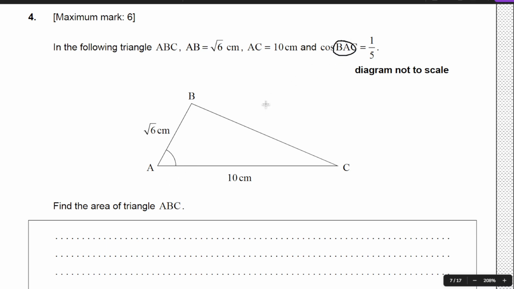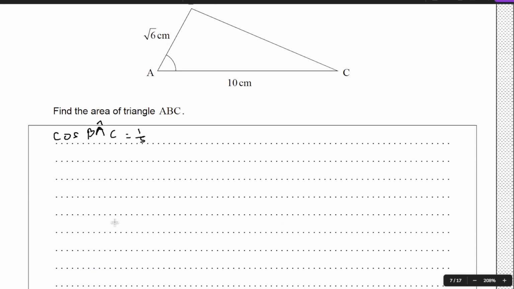if you don't know what BAC means here with the little thing on top, so cos BAC equals 1 over 5, this is actually referring to this angle right here. Okay, and from here, we need to remember our SOHCAHTOA. So cos theta is equal to adjacent over hypotenuse. So now we can understand that 1 is an adjacent value and 5 is a hypotenuse number.